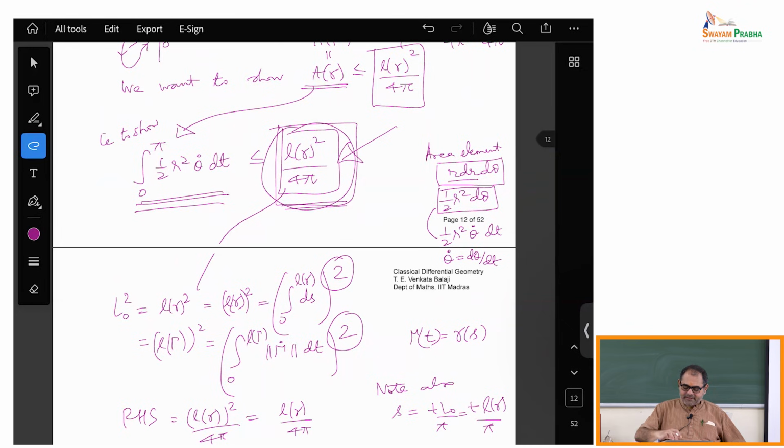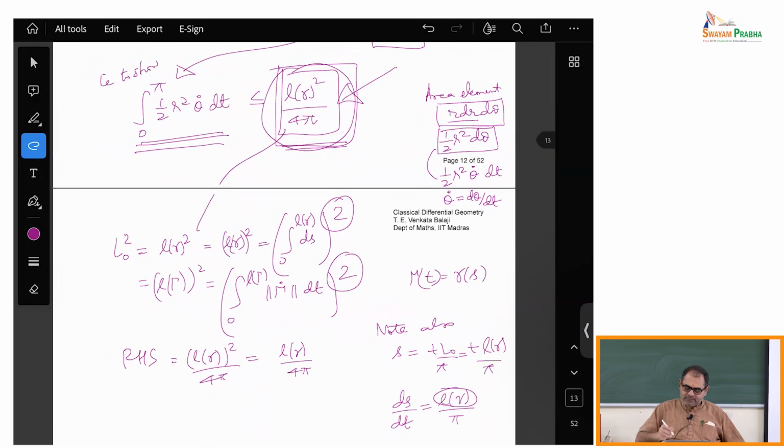So you can write the right side also as, since L gamma is pi ds by dt, pi ds by dt the whole squared by 4 pi. So what I will get is pi by 4 ds by dt the whole squared. This is also true, but this is also useless, because I am getting the square of a derivative. And if I write it like the other way, I'm getting the square of an integral.